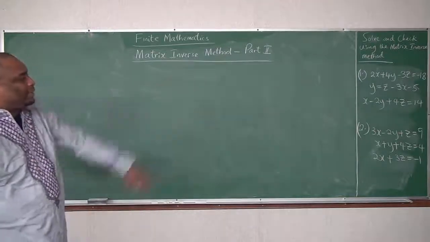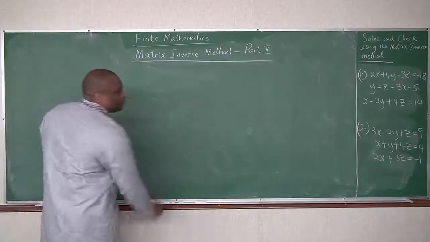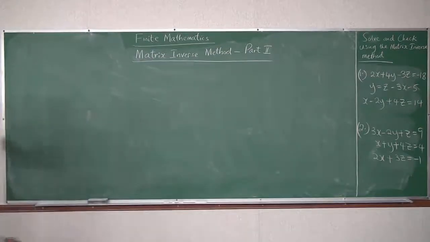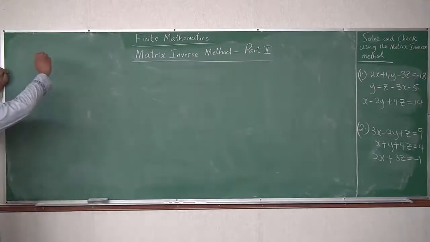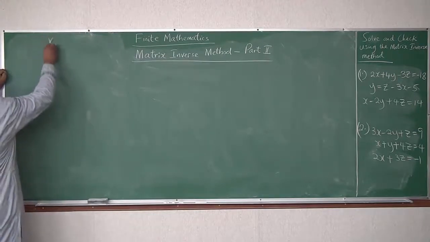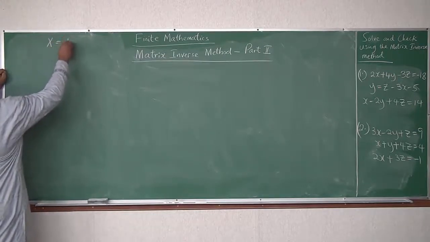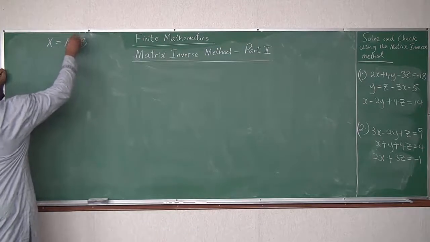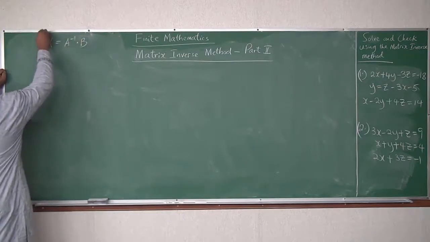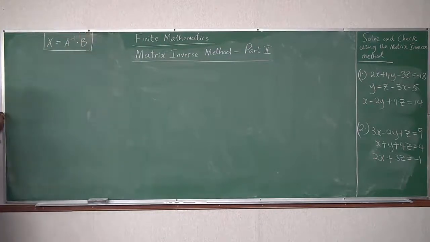So we have our questions right there. We have 2 questions. Let's start with question 1. Now remember the formula. Our formula is that x is A inverse times B. Remember, this is our formula, so that is what we are going to use. We discussed that in part 1.